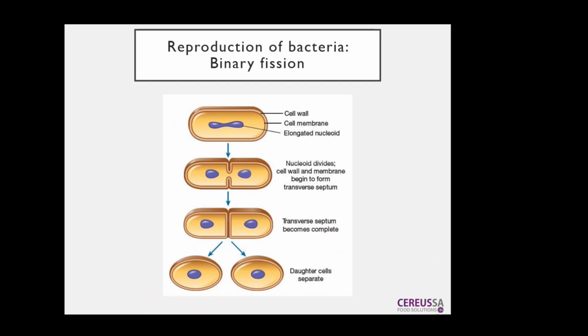If growth conditions are just right, in other words, there's enough food for them, there's moisture, and the temperature is just right for bacterial growth, this process of binary fission will take place every 20 minutes. So one bacteria cell can eventually split to form thousands and millions of bacteria cells if the conditions for growth are optimal.